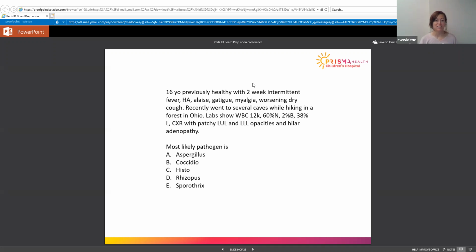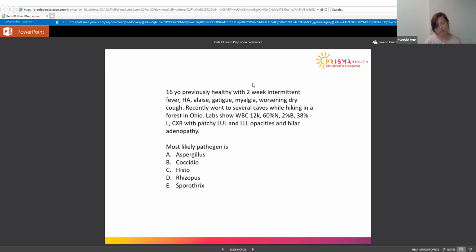Okay. 16-year-old previously healthy kid with 2 weeks of intermittent fever, headache, malaise. Oh my gosh. Fatigue, myalgias, worsening dry cough. Recently went to several caves while hiking in a forest in Ohio. Labs show very non-specific things. Chest x-ray has patchy opacities and hilar lymphadenopathy. Most likely pathogen is Aspergillus, Coccidio, Histo, Rhizopus, Sporothrix? Histo, okay. Ding, ding, ding.